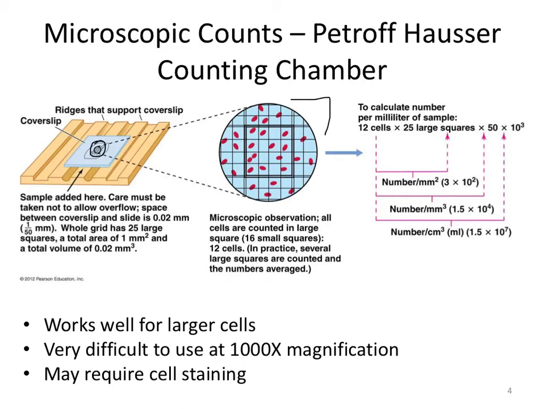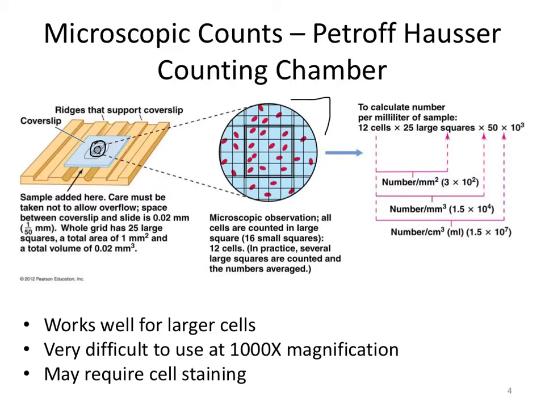So you simply pipette the sample into the chamber, and this is designed to have a grid that depicts an area where a tiny well has been cut, and the well is of known volume. Typically, that known volume is 0.02 millimeter cubed. That's what you'll see in a standard Petroff-Hausser chamber. If it's different, it'll be written on the chamber itself.